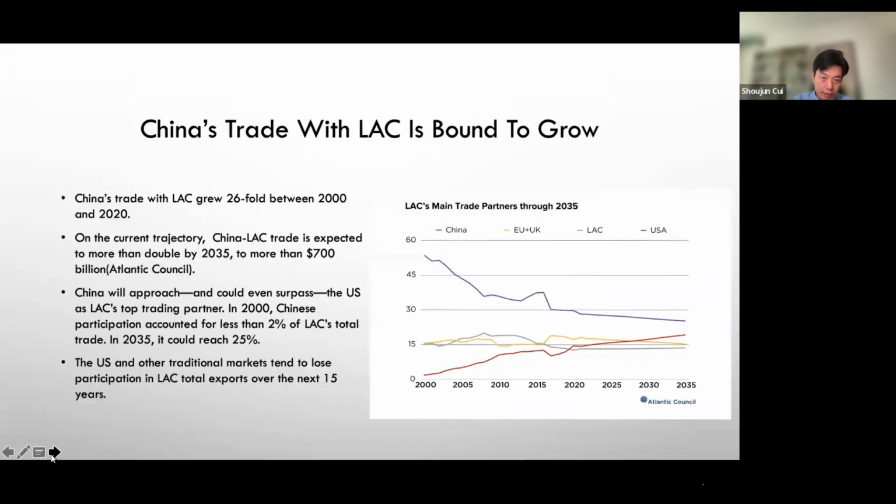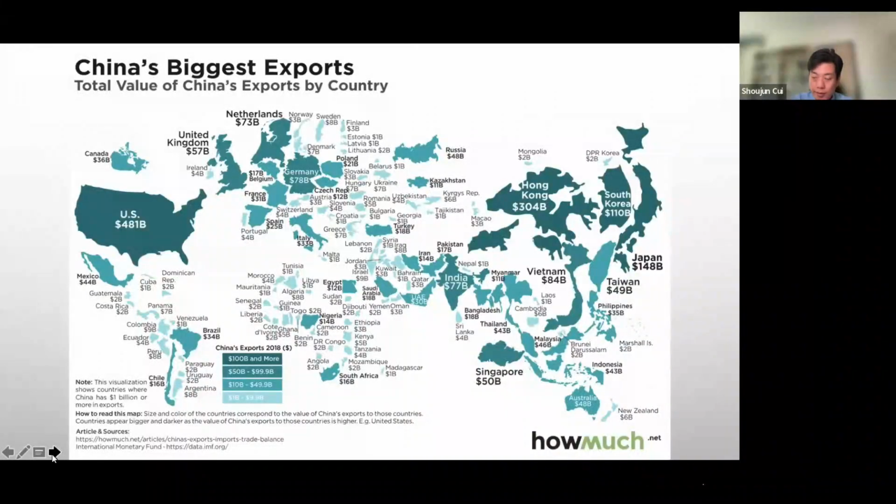So this is the logic. China's trade with Latin America is bound to grow. This is a forecast from the Atlantic Council. According to the forecast, by 2035, China-Latin America trade is expected to surpass 700 billion US dollars. This is really a very good number. So considering the timing, I should finish now.